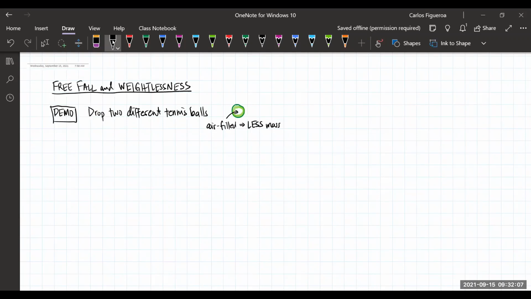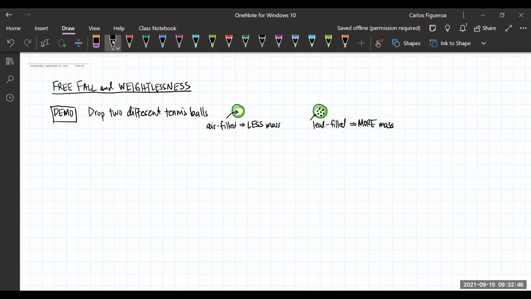And then I have a second tennis ball. When I look at what this tennis ball has inside, I think I already said that I drilled a hole into the tennis ball and filled it with lead shot. So there's more stuff on this side. So this is a lead-filled tennis ball, and therefore it has more mass.